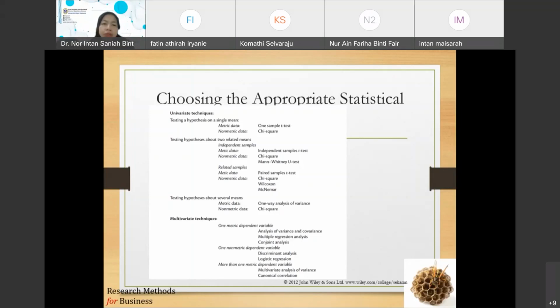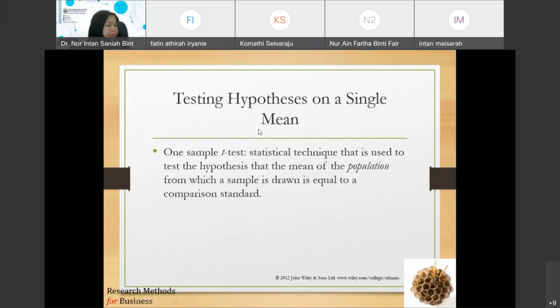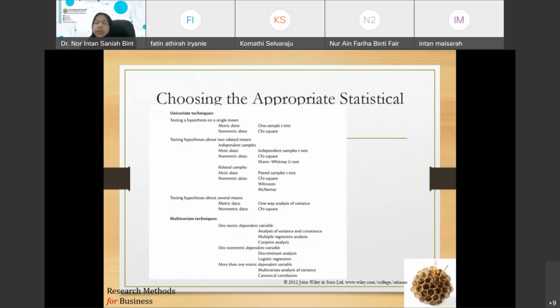I think this one is metric, because it is metric data. I think there is a typo here. I already mentioned in the previous class that we can have tests. If you want to test a hypothesis on a single mean, it means the metric data has only one sample. We only have one sample to test. The non-metric one is chi-square.